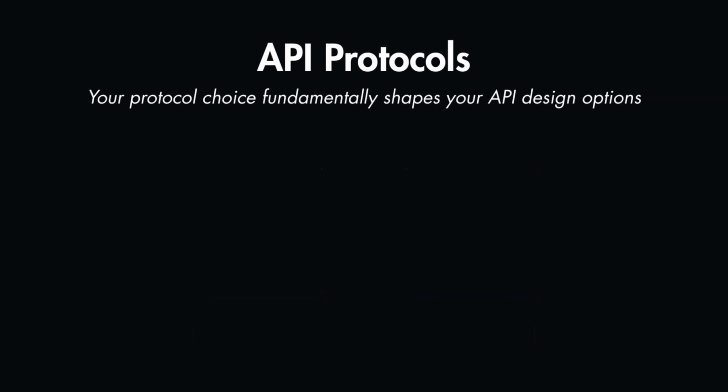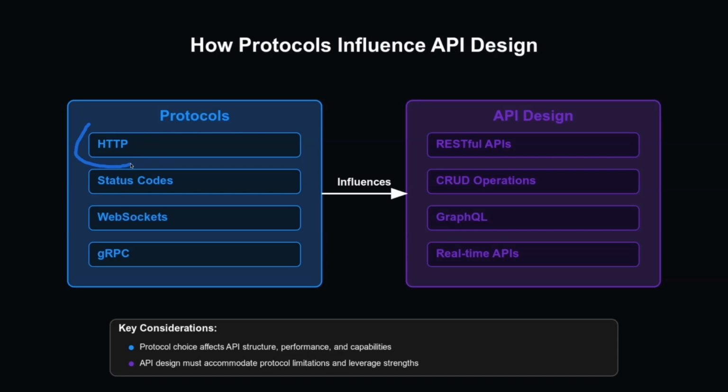Now, each of these APIs use different protocols, and we will learn more about these in the next lesson, but basically your protocol choice will fundamentally shape your API design options. For example, the features of the HTTP protocol directly enable RESTful capabilities, so it makes more sense to use HTTP along with RESTful APIs, because it also provides you with status codes, and these are great to be used with CRUD operations that you will have in RESTful APIs.